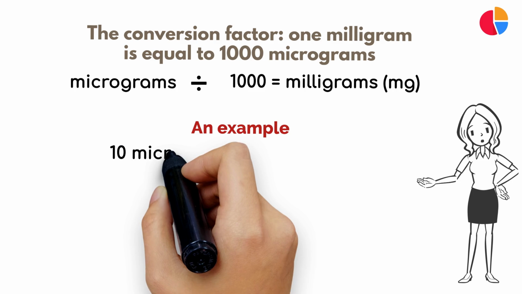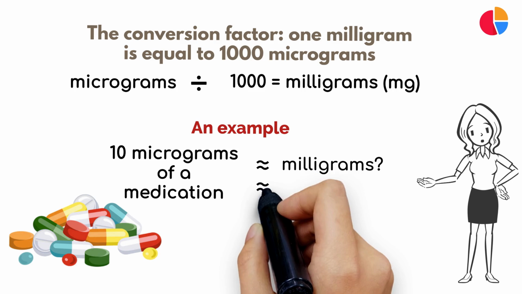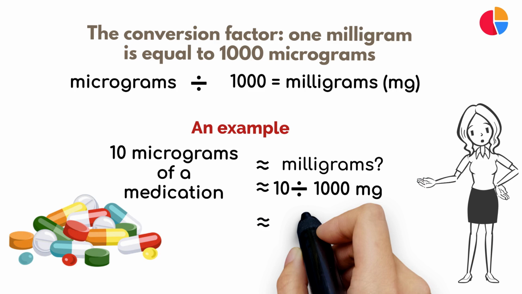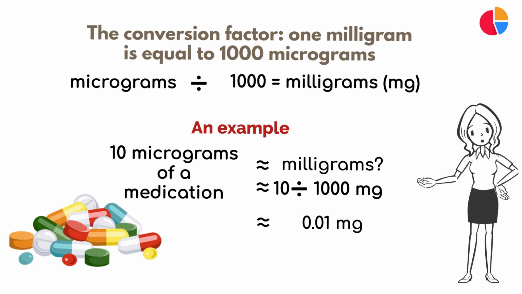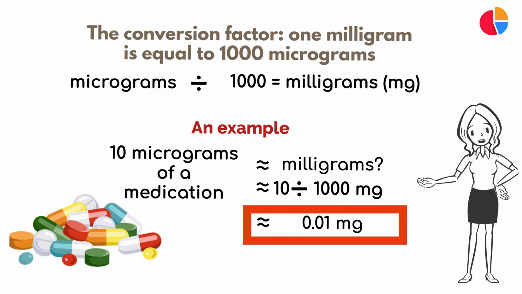Say you have 10 micrograms of a medication that you need to convert to milligrams. We start by dividing 10 by 1000. This gives us 0.01 milligrams, and that's it, we're done. 10 micrograms is equal to 0.01 milligrams.